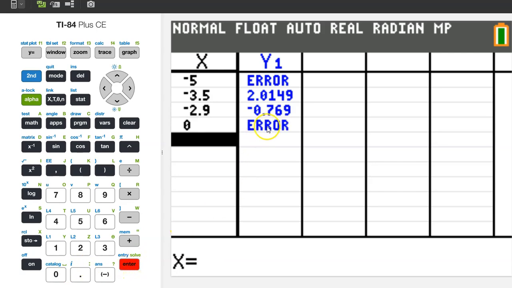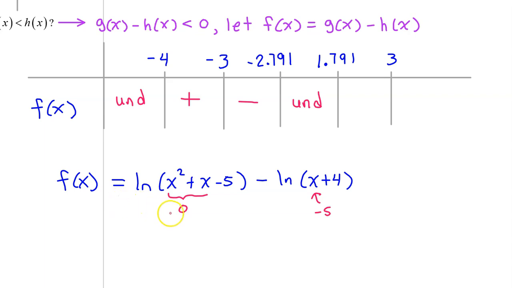Looks like we have another undefined value. Let's see if we can figure out why. f of x is undefined at 0 because if you plug in 0 right here, these x's are basically gone, and you are left with the natural log of -5. You cannot take the log of a negative number, so that's why it is undefined.